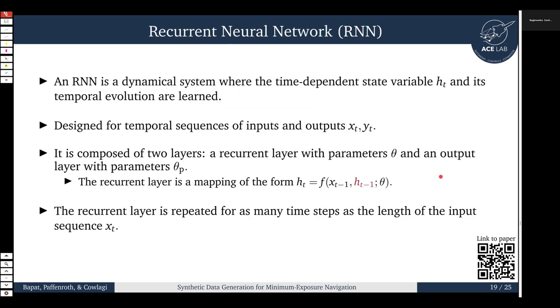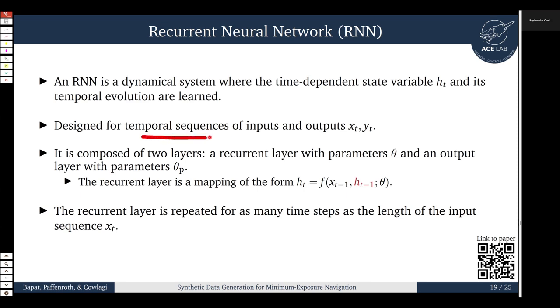You're probably also familiar, perhaps, with the idea of a recurrent neural network. A recurrent neural network is essentially a dynamical system where the time-dependent state variable, h_t, h for a hidden state variable, and its temporal evolution are both learned. So you don't know what the state is, you don't know how it evolves, but you have some time series data that you'd like to represent.